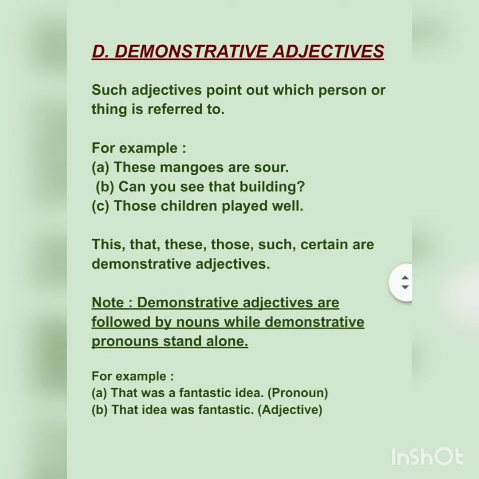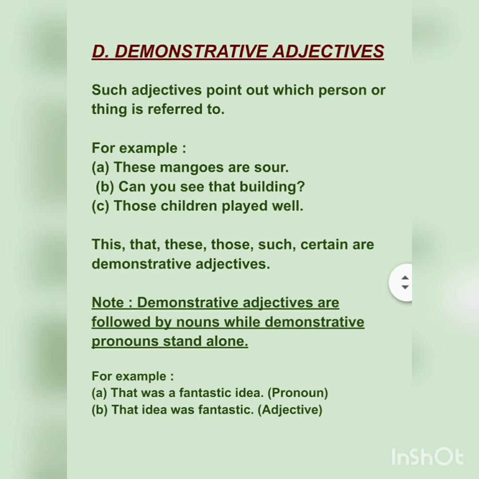Demonstrative adjective में कौन कौन से adjectives आएंगे? This, that, these, those, such and certain. Now the very important thing you have to keep in your mind is, as I have already told you in my previous video of pronoun, that there are some kinds which are common in pronoun as well as in adjective, and demonstrative adjective is one of them. Demonstrative adjective भी होता है और demonstrative pronoun भी होता है. This, that, these, those ये pronouns भी हैं और adjective भी हैं.